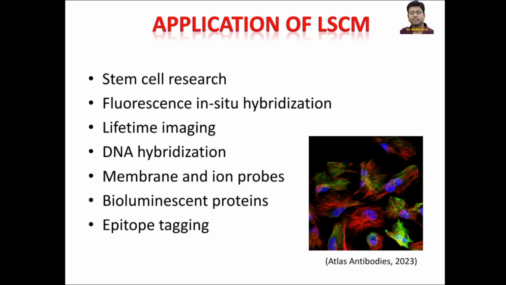Then next is DNA hybridization, then membrane and ion probes. So we can also detect the cell membrane and different ion channels with the help of this fluorescent material. Then bioluminescent proteins: some proteins naturally give color, and it is called bioluminescence. Then we can also take epitopes for the study of a particular epitope.